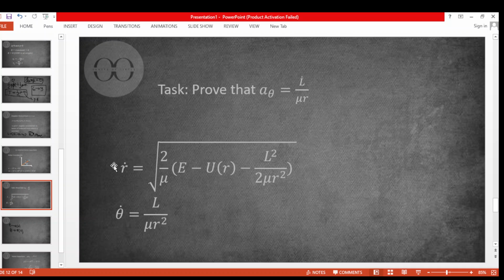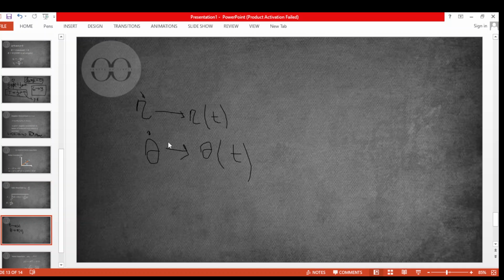So here we've developed two differential equations from our previous calculations, which were the total energy equation and the polar coordinate velocity. From these two equations we find r dot, and from our angular momentum equation we find theta dot. But we cannot directly solve these equations, as we have an unknown potential function in our equation. So what can we do?